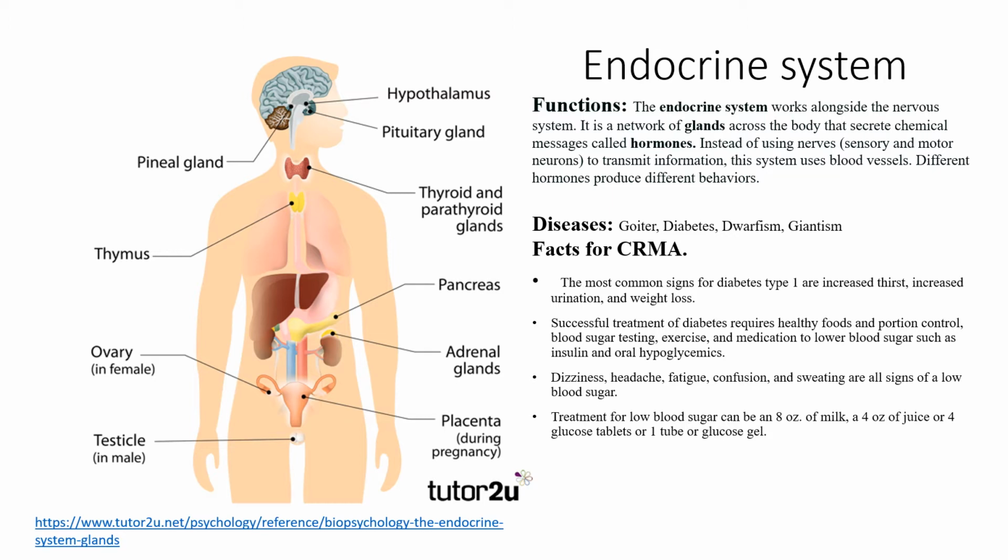Dizziness, headache, fatigue, confusion, and sweating are all signs of low blood sugar. Treatment for low blood sugar can be an 8-ounce glass of milk, a 4-ounce glass of juice, 4 glucose tablets, or 1 tube of glucose gel.